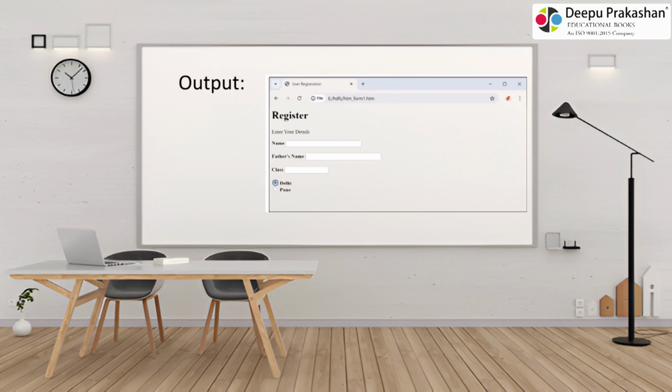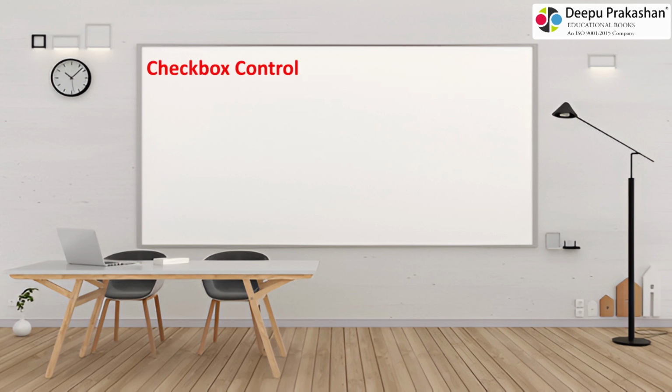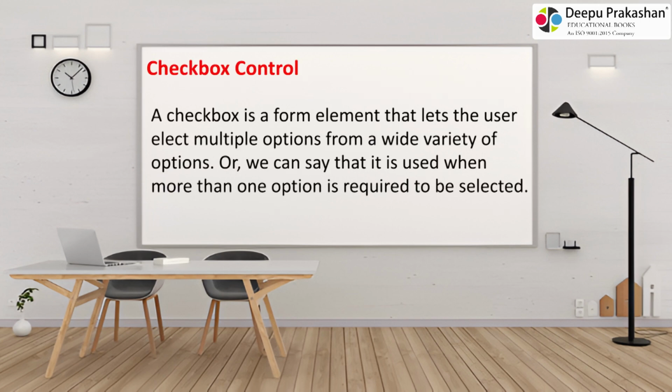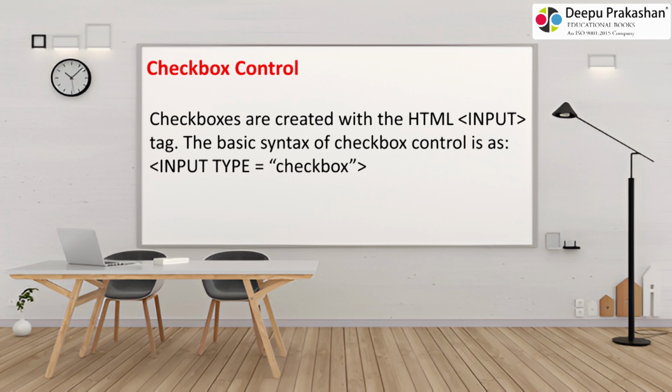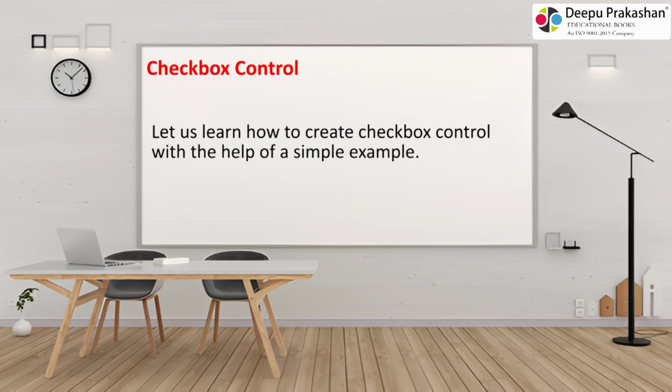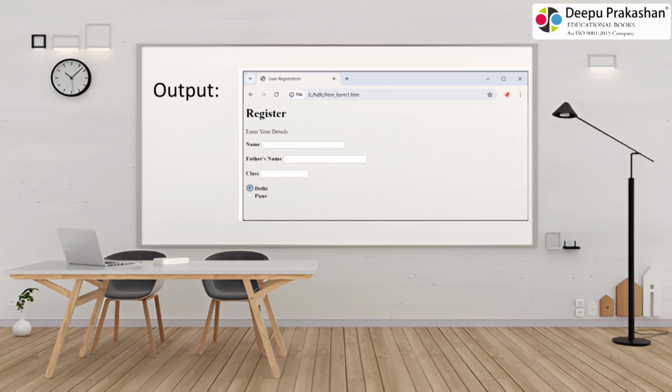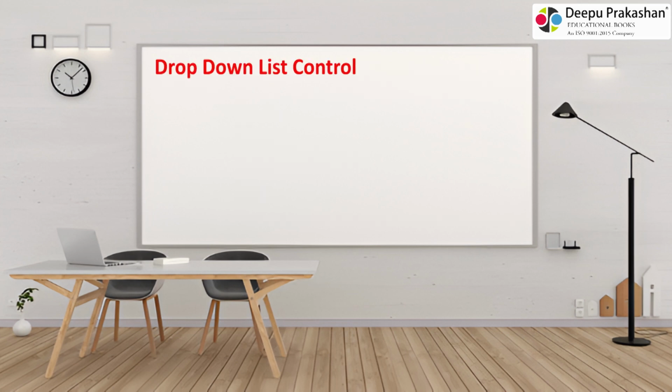Example: output. Checkbox control. A checkbox is a form element that lets the user select multiple options from a wide variety of options. Or, we can say that it is used when more than one option is required to be selected. Checkboxes are created with the HTML input tag. The basic syntax of checkbox control is input type is equal to checkbox. Let us learn how to create checkbox control with the help of a simple example.